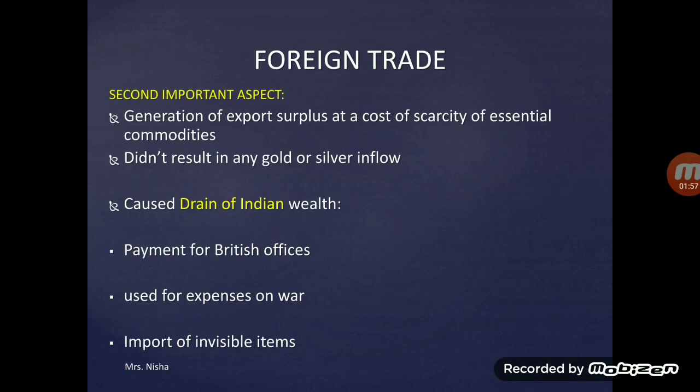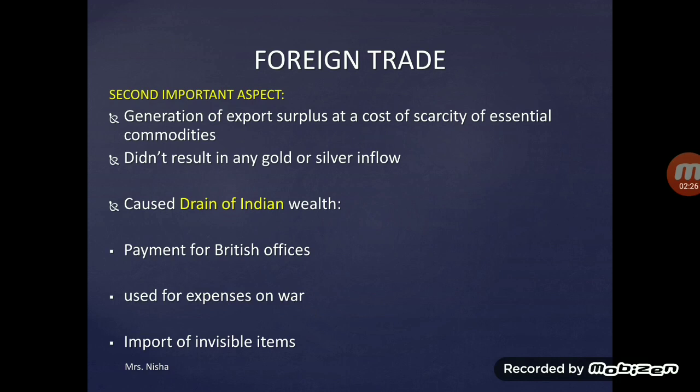Another very important aspect regarding foreign trade is that there was generation of export surplus. That means our exports were much higher than our imports during that time, and since we have already talked about what India was exporting, primary products, we were able to generate a surplus. Our export was higher, but this came at a huge cost.